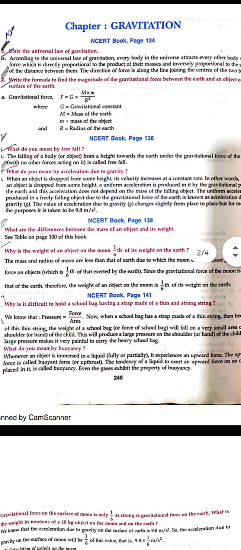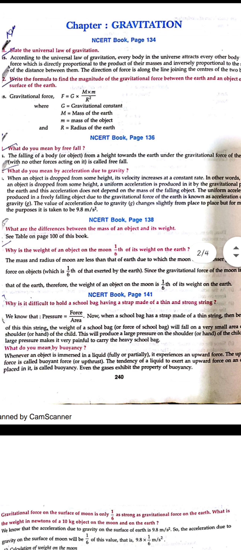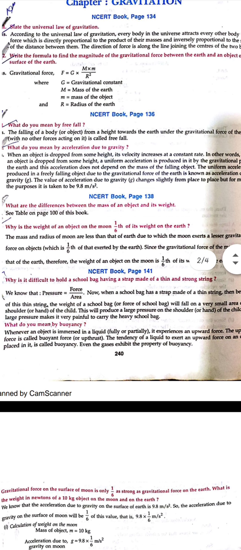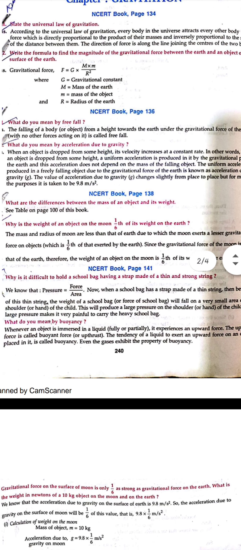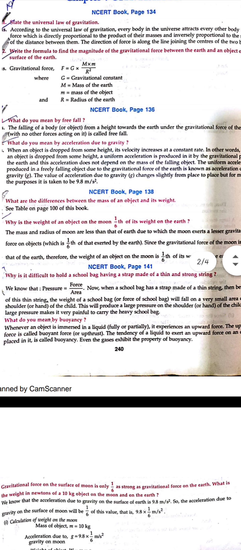So the next question: write the formula to find the magnitude of the gravitational force between the earth and an object on the surface of the earth. Here it is asked to find the magnitude of the gravitational force. What does magnitude mean? It does not depend on the direction. It is only the value regarding the size, you can say the numerical value of the force.